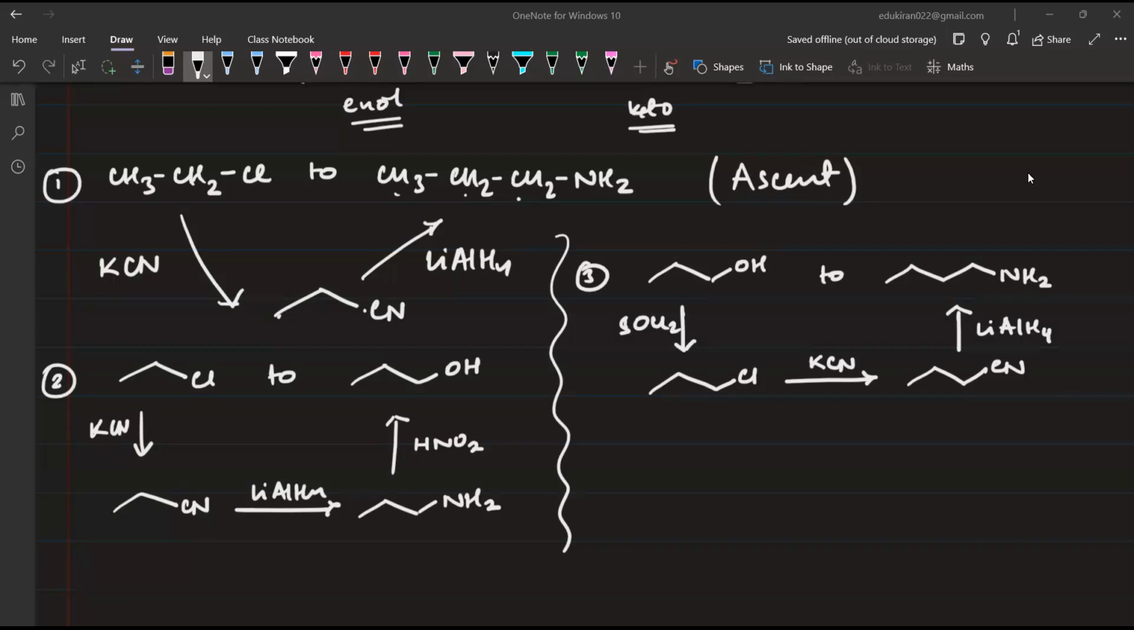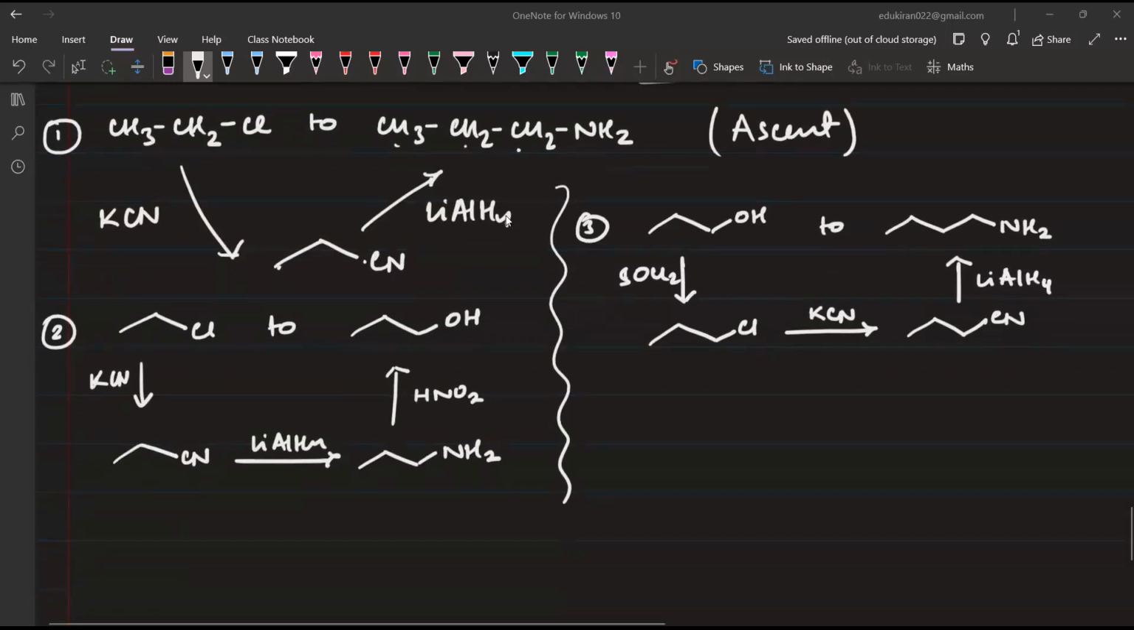Even looking at conversions, these are certain reactions that you should keep looking at: A to B, B to C, C to D, okay? So these reactions also help in conversions.